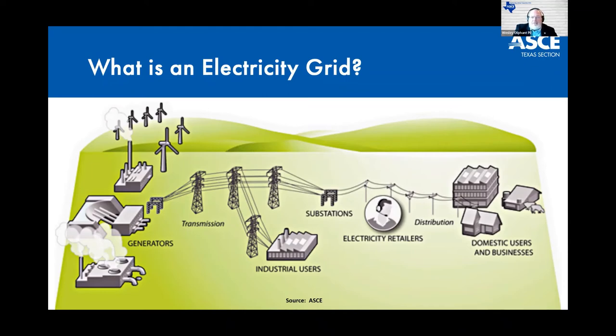Generation, as the name implies, are the facilities that produce electricity. About 90% of electricity generated in Texas is managed by ERCOT. There are some municipals and co-ops that are not part of ERCOT and not part of that oversight. But ERCOT manages generation output from just over 1,000 power generation facilities to keep the grid balanced.